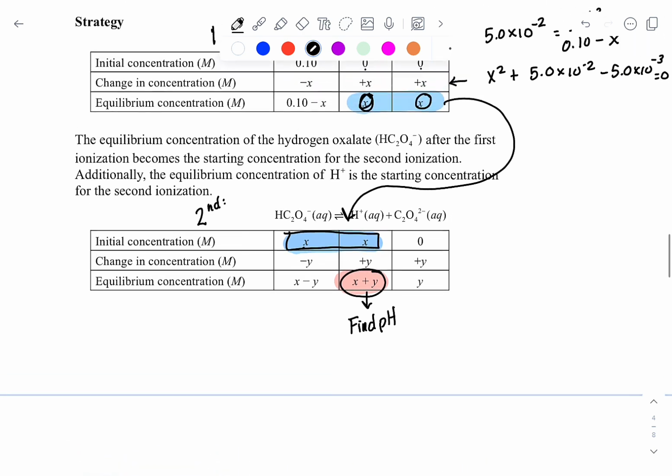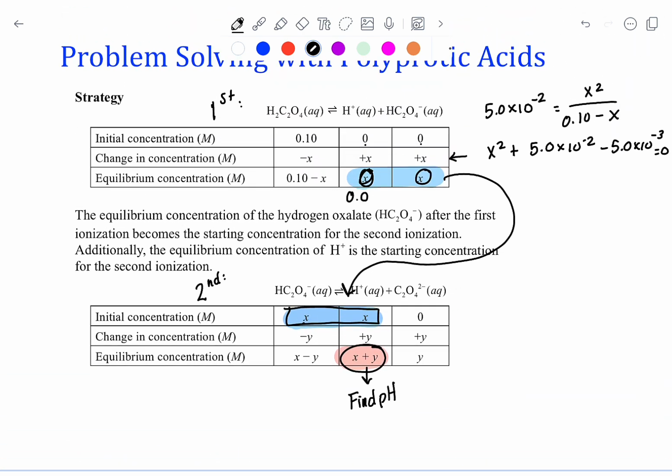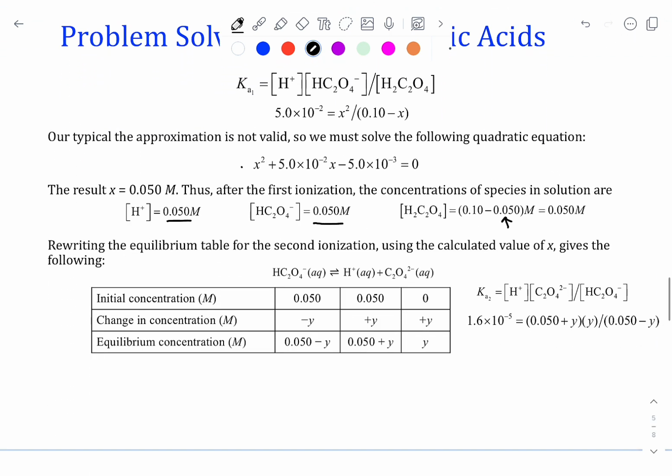So if I go back, that means that x here is 0.05 and 0.05, meaning that when I start my second ice table, I'm going to plug in 0.05 and 0.05 for that second table, because now I know what my initial concentrations are of H plus and HC2O4 minus before the second ionization starts. So we can plug that into our ice table here. So that's what I did here. And now once we have that initial concentration, we can then solve this ice table in the same way that we've done for our previous ice tables.